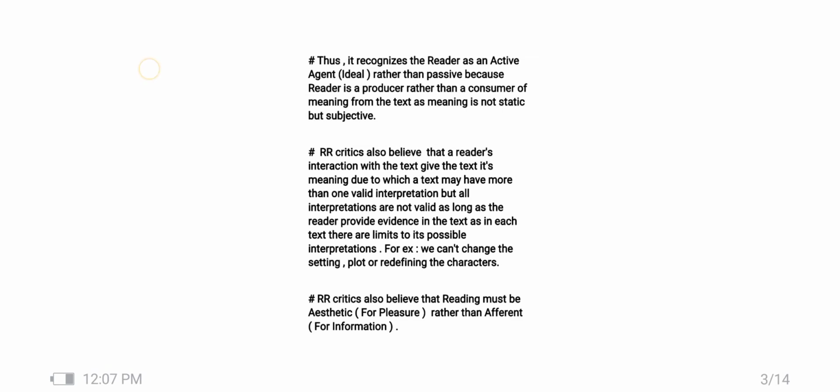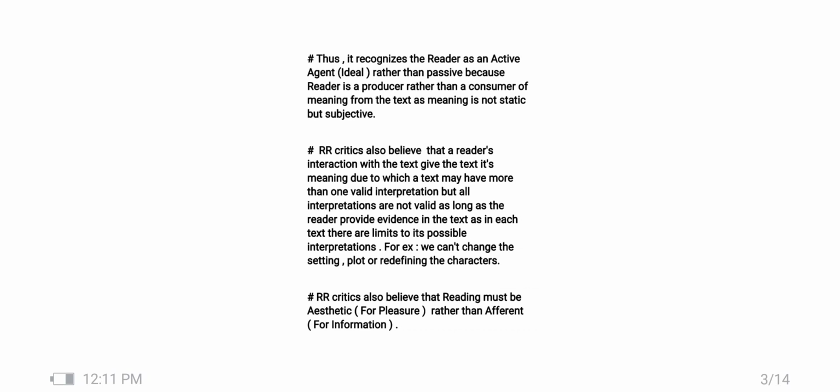It simply means that a text may have many interpretations given by a reader based on their literary experience of the text, but all those interpretations are not valid unless they provide proof or evidence from the text. Like, a reader can't change the setting, can't change the plot, can't redefine the characters. If we talk about Romeo and Juliet, we can't say that Romeo is not a lover. We can't say that it's not a love story that follows that plot, and we can't change it.